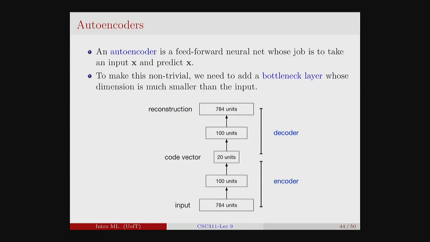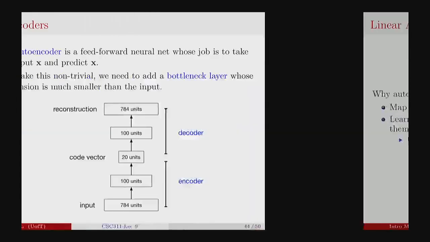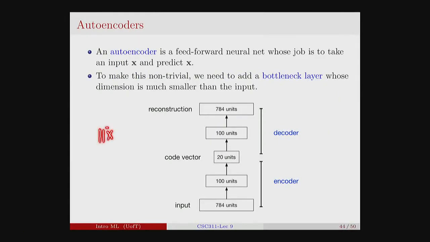So this is just a feed-forward neural network, and you can train that feed-forward neural network by minimizing the reconstruction error. And you can do this across all of your n data points.